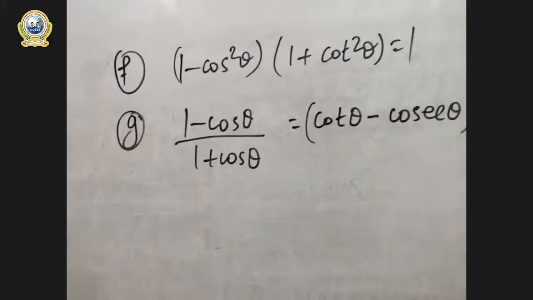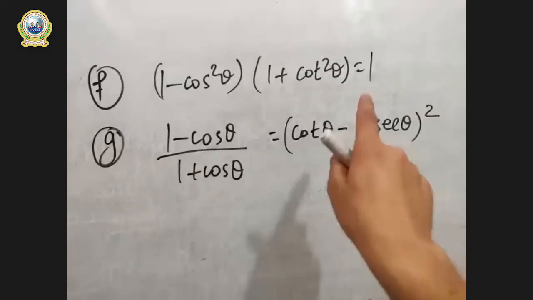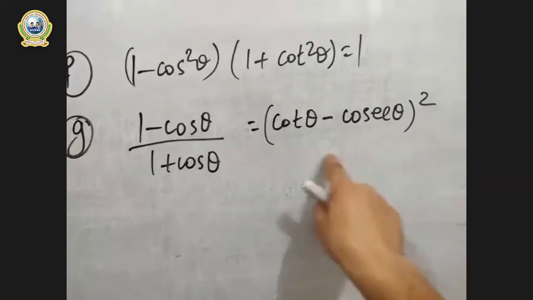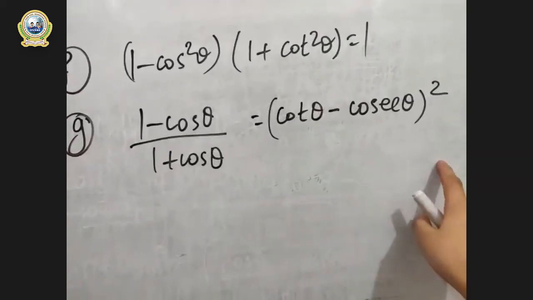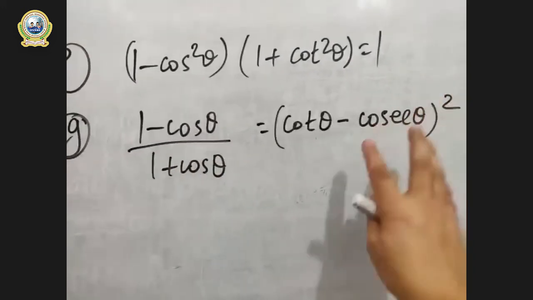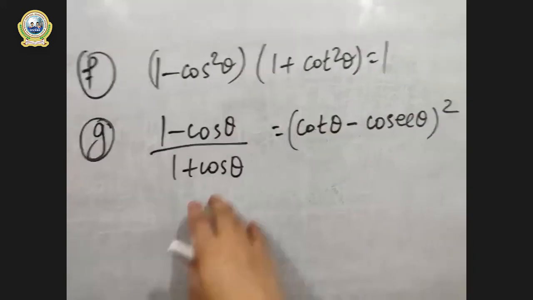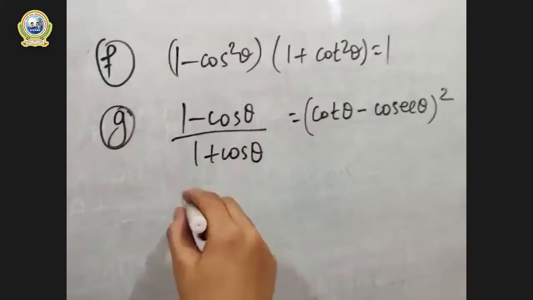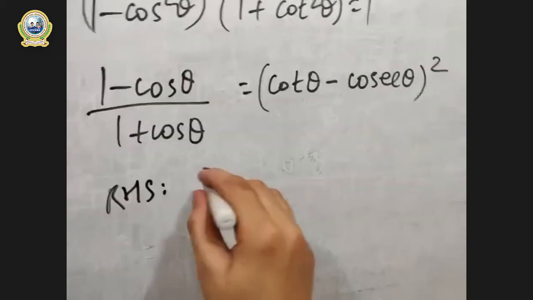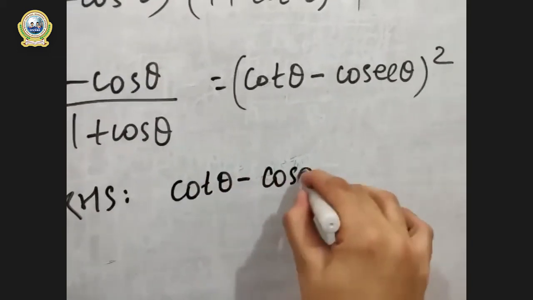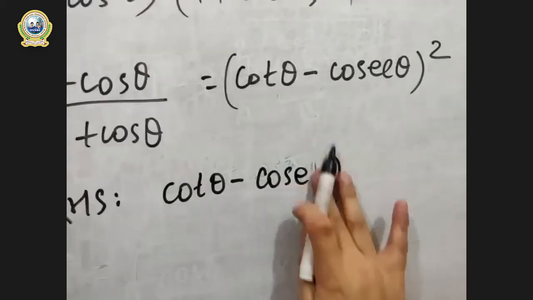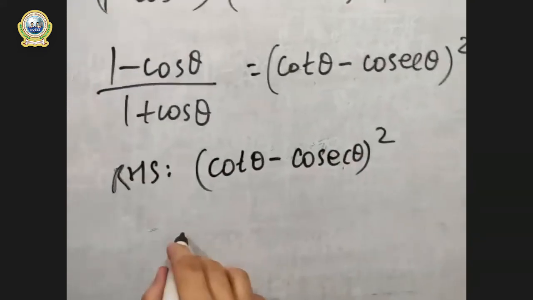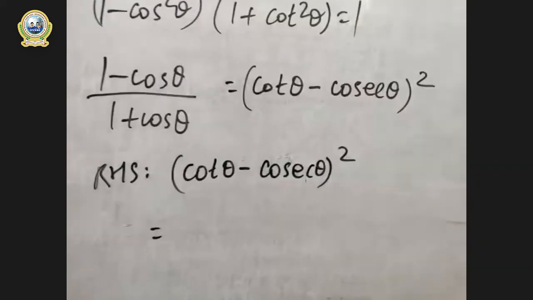Now in this question, I think it is better to do it from the right hand side, because this can be solved as a minus b whole square. This seems solvable, but it is a bit harder to convert into the whole square, because the left seems simple and this is a bit complex. So we start from the complex side. Do the right part first, RHS. Now it says cot theta minus cosec theta, whole square.